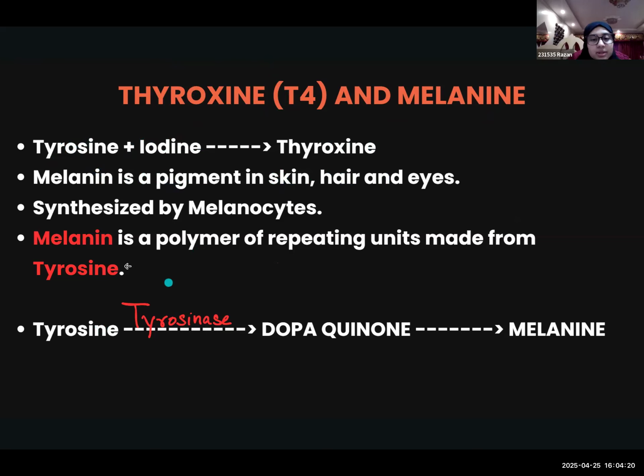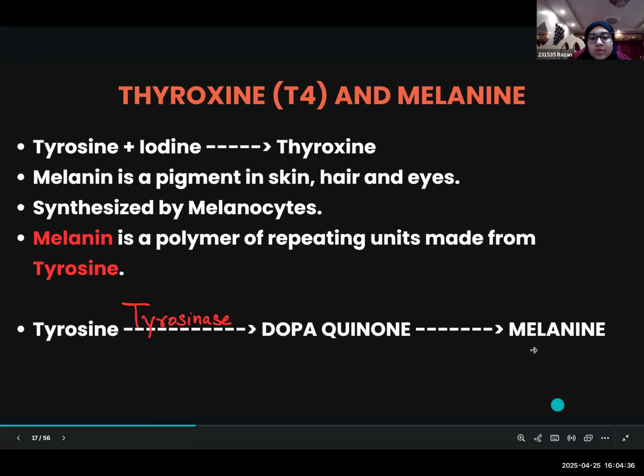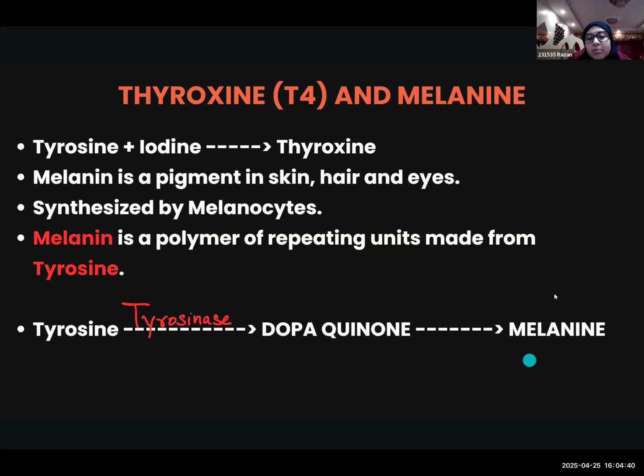So you have tyrosine. It gets cyclized by the enzyme tyrosinase, and it becomes dopaquinone. This dopaquinone, with multiple structures of tyrosine, gives us melanin. Don't confuse melanin and melatonin together, because this can happen too.